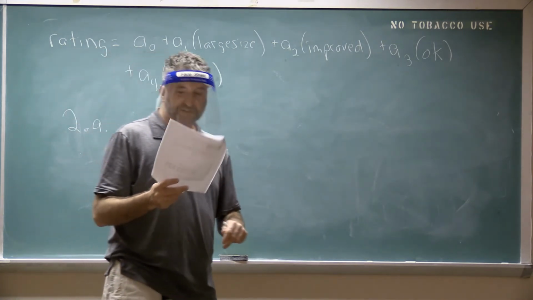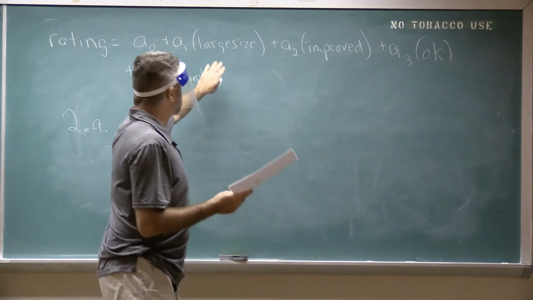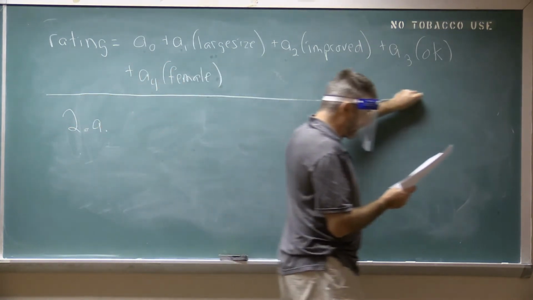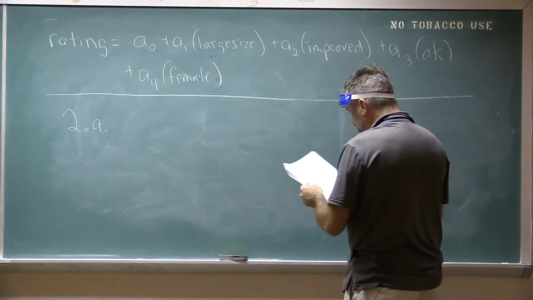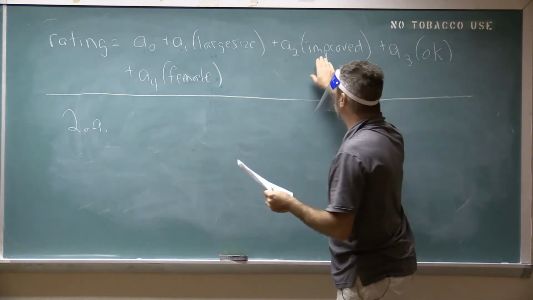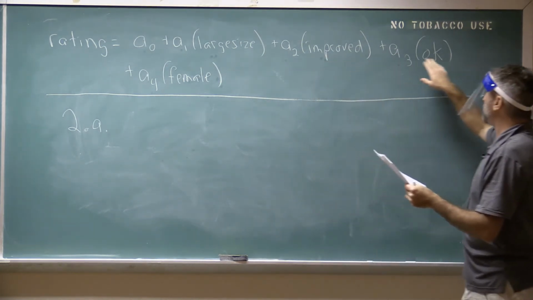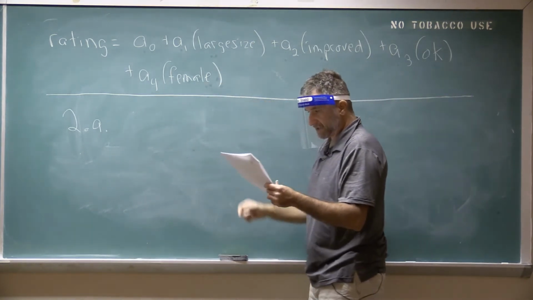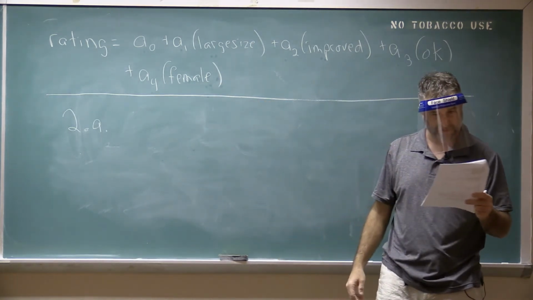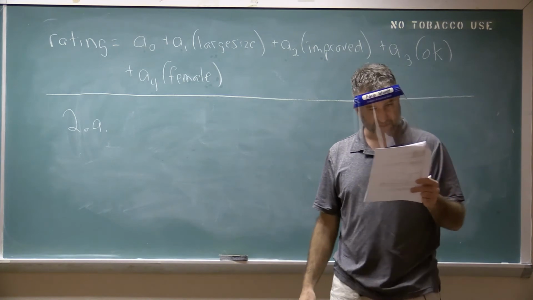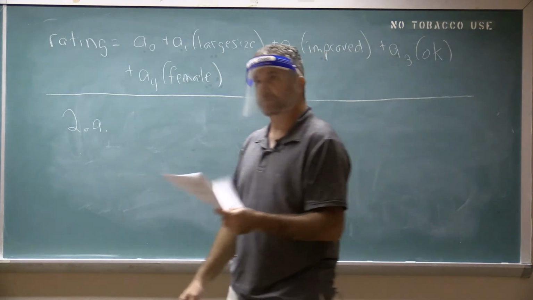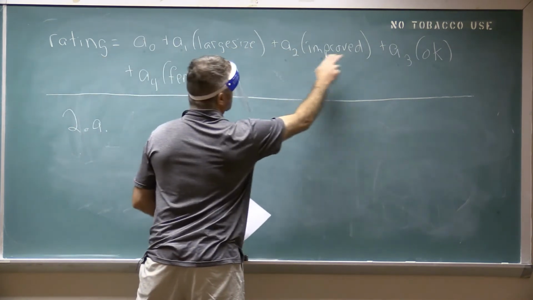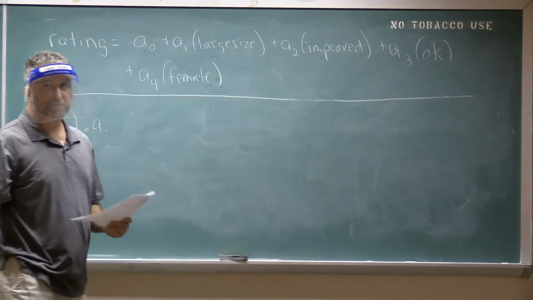2A says, suppose that the value of large size equals 0, the value of improved equals 0, the value of Oklahoma equals 0, the value of female equals 0. What type of pecan and respondent does the equation refer to, and what is the predicted ranking? So it's saying that every single one of these variables is 0.